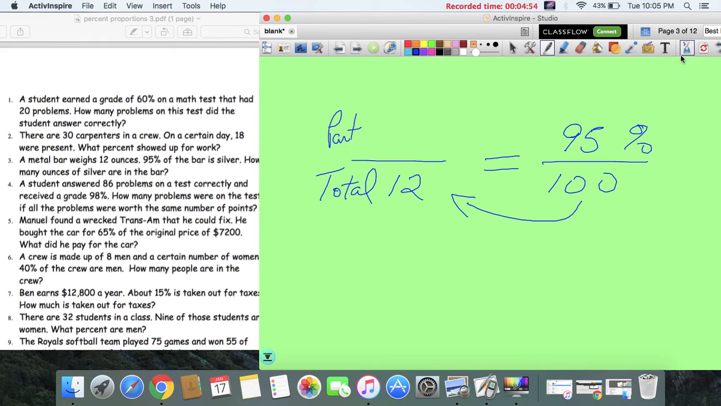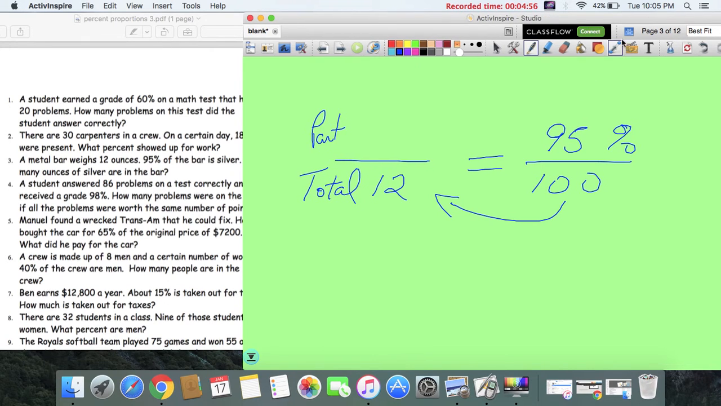Now, for this particular one, it's going to be a little bit different because if you simplify it, there's only one number you can simplify it by. You can divide 95 by 5, you get 19. Divide 100 by 5, and you get 20. Will that help you with a 12? That still won't help you with a 12. Nothing divided by 20 gives you 12.